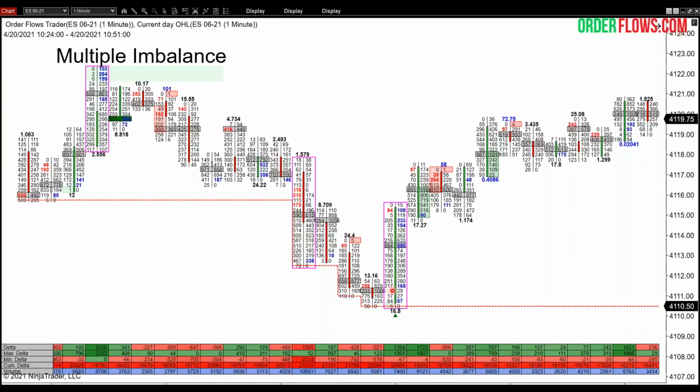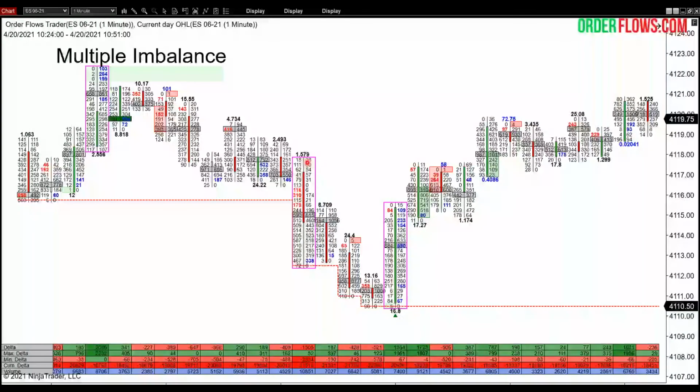Now, multiple imbalances is when you have three or more imbalances spread out through the bar, okay? So you can see here's 1, 2, 3, 4, 5, 6, okay? The Order Flow Trader software puts a nice box around it. And it's not just about trading every bar that has multiple imbalances, right? Use your brain. And I hated that. I had a boss that would always say that. Use your brain. It would always be like, I am. But really what he's saying is think about what you're seeing, right?